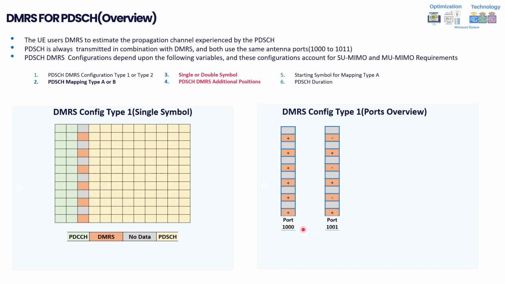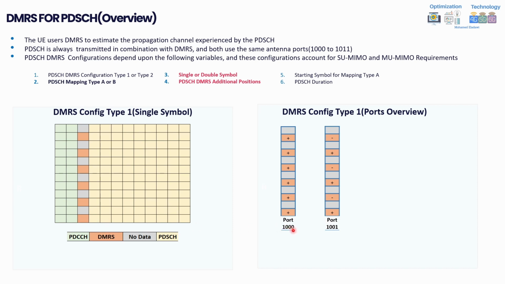If he is going to receive rank 2, or 2 layers, you need to consume 2 antenna ports. This is a very important point. As you can see, he's still using the same resource element. There is no change because there is something called CDM, or code division multiplexing, which is used to allocate different ports within the same resource element, but using different codes. So in this case, the user can still use rank 2 within the same resource element.